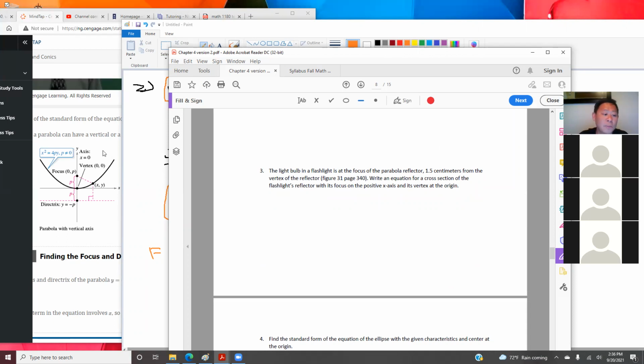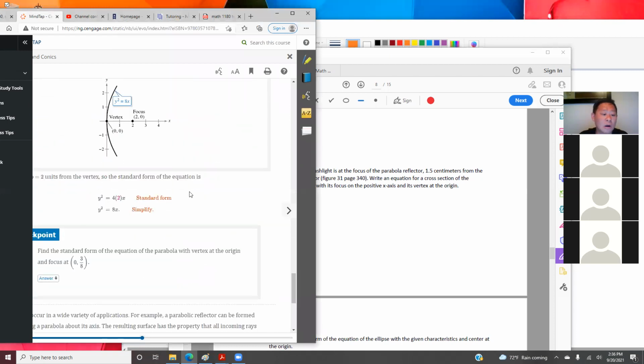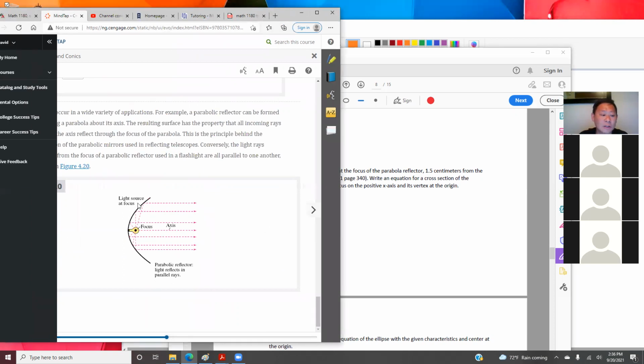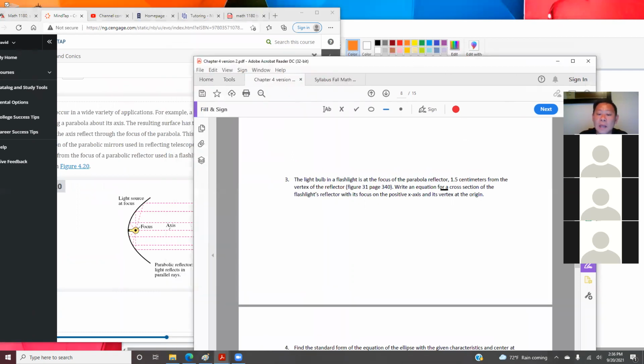So if you go to page 340 in your book, this is what it looks like. This is very similar to this question. So this is your reflector. We call it a parabolic reflector, and this is your focus point. And this focus point is 1.5 centimeters from the vertex. So from the vertex to the focus point is 1.5 centimeters. So how do we do question 3?